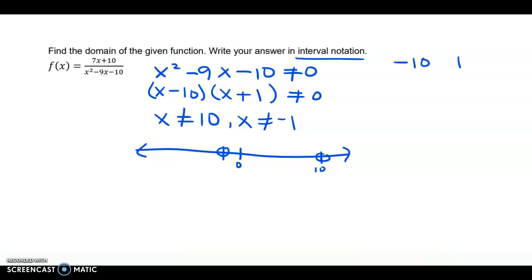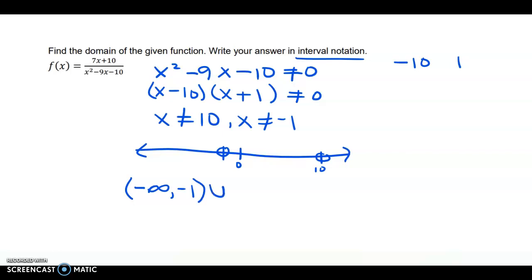So we can see we have one interval from negative infinity up to negative 1. We want to write from least to greatest, so negative infinity to negative 1. Open parenthesis around negative infinity. Negative 1 is also an open parenthesis because it can't equal negative 1.